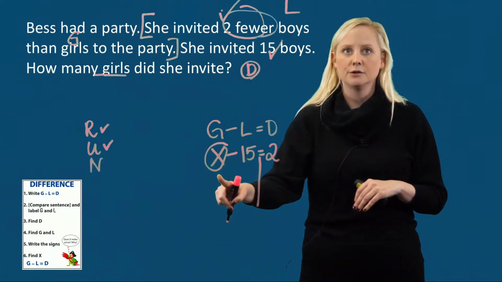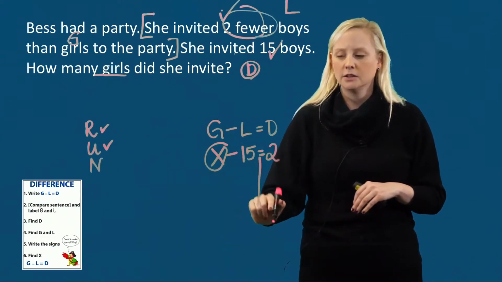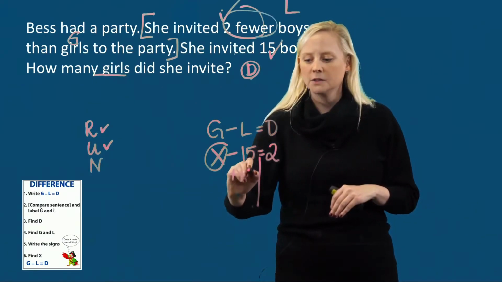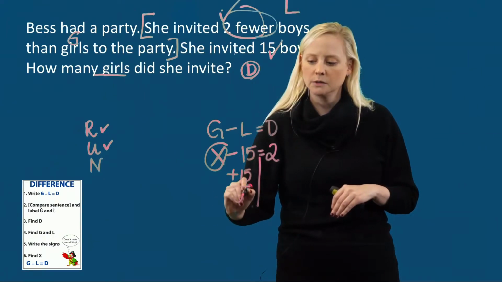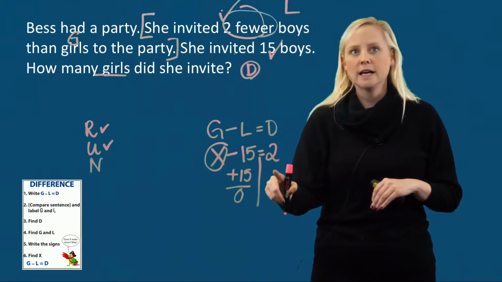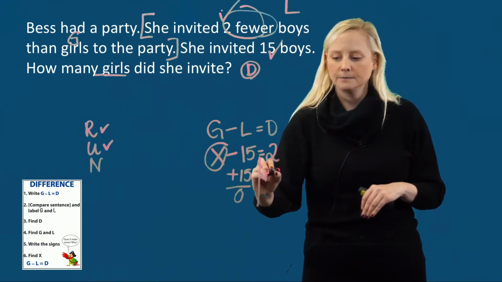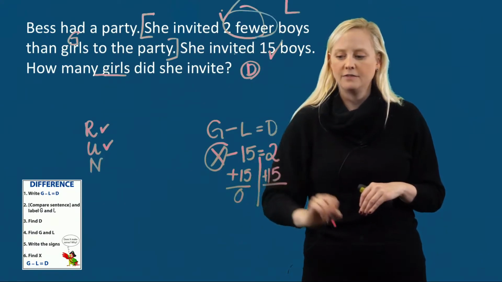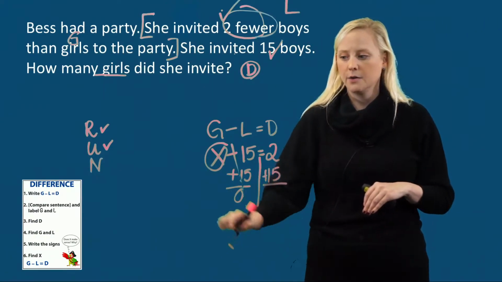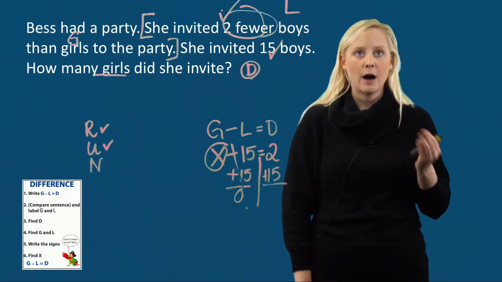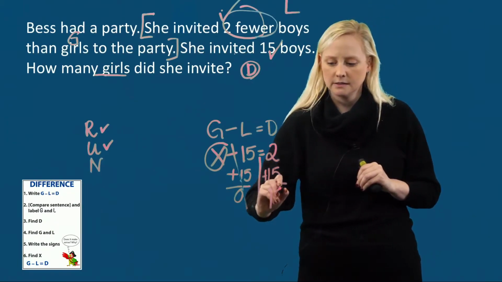To get the x alone, I'm going to do the opposite of minus 15 so that I can cancel this out. So the opposite of minus 15 is plus 15. Minus 15 and plus 15 equals 0. But what I do to one side, I have to do to the other side. If I add 15 over here, I have to add 15 over here. This all cancels out because this is 0, and now the x is isolated. Now I can solve. 15 plus 2 is 17.